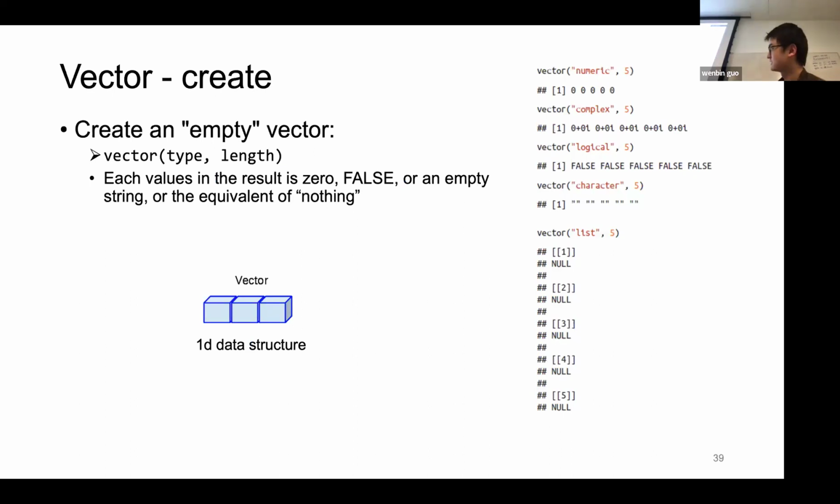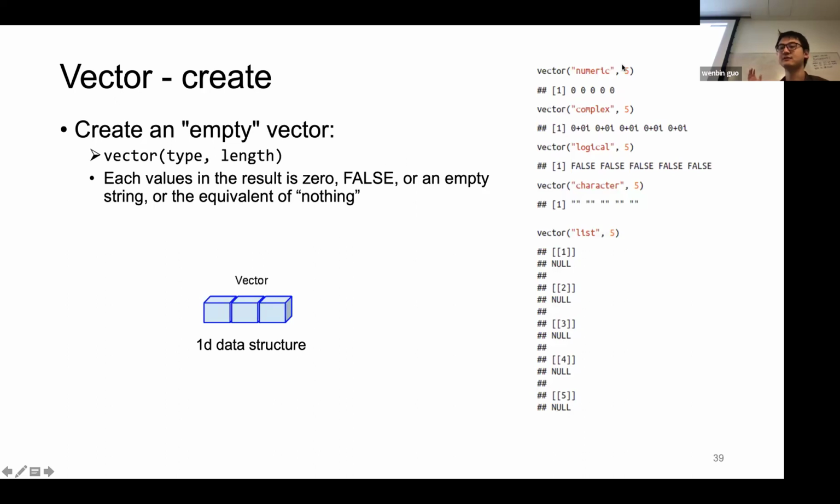Sometimes I think it's my favorite object. A vector is not too complicated, but it's also big enough to hold my observational data. So how to create an empty vector? Again, a vector is just a one-dimensional data structure, where each element is of the same variable type. To create an empty vector, we can use the vector function, specify the type, and specify the length. Basically, each of the values in the result will be either 0, FALSE, or an empty string, or the equivalent of nothing.